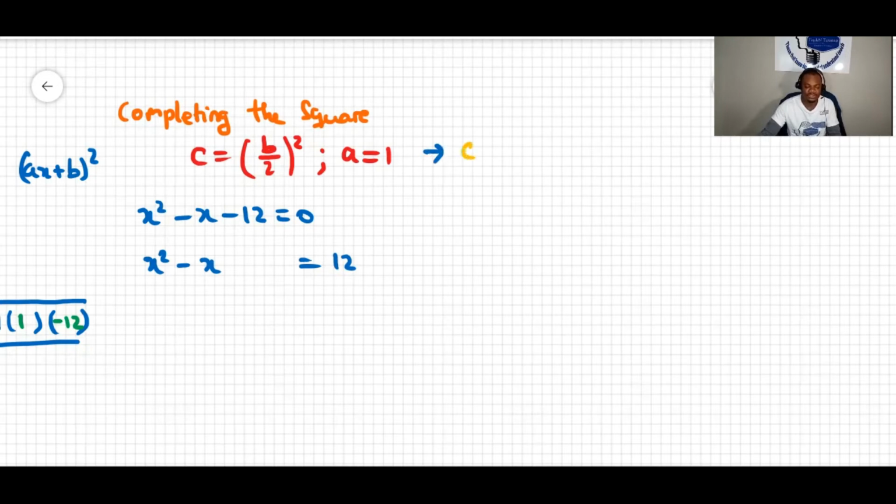Then over there, I want to find that c value. So c will be b over 2 to the power of 2. b is negative 1, right? Negative 1 over 2 to the power of 2, which is equal to a quarter. Now what I'm going to do next is write here plus, I'm going to add negative half to the power of 2, and then add the same quantity on the other side of the equal sign.